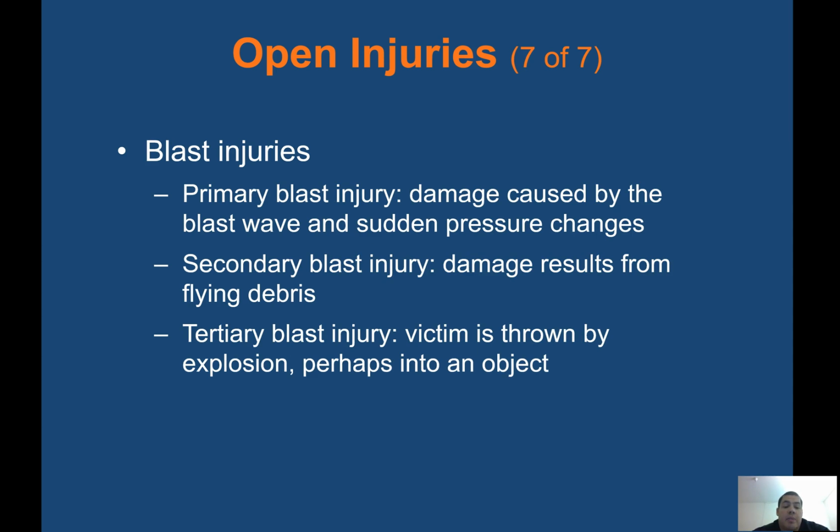So blast injuries. Primary blast injury: damage caused by the blast wave and sudden pressure changes. Secondary blast injury: damage results from flying debris. Tertiary blast injury: victim is thrown by the explosion, perhaps into an object. So we saw this last lecture, the different types of blast injuries. You guys should know all the differences. Most likely you're going to get a question on what is a primary blast injury, what's a tertiary blast injury.